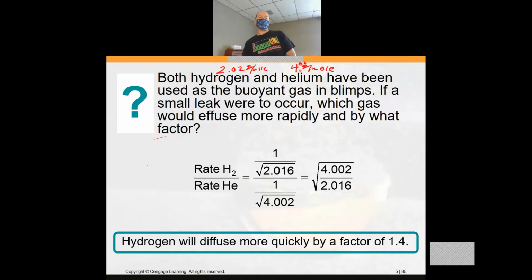The reason hydrogen is going to go faster is because the molar mass is smaller. The smaller gas molecule is going to effuse through a small hole faster than a larger gas molecule. That's all based on the molar mass, so hydrogen is going to go faster out the hole than helium. And then you have that as the square root of the ratio of molar masses.